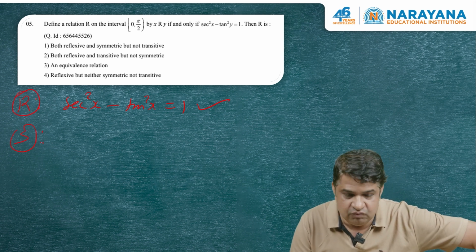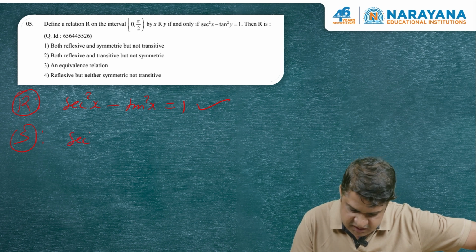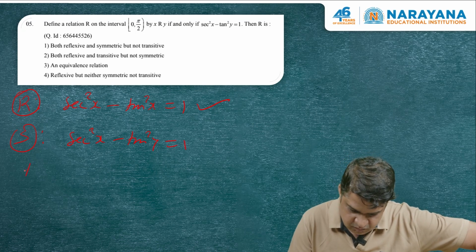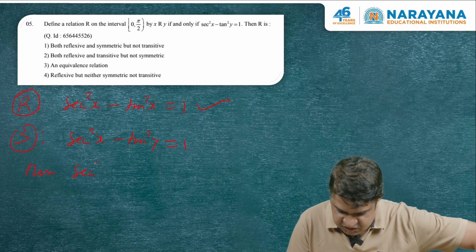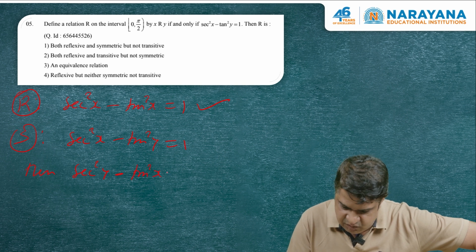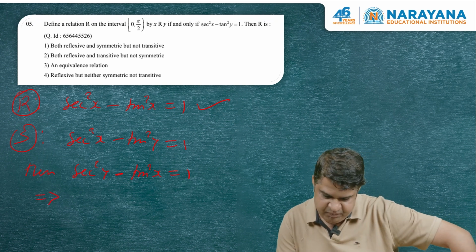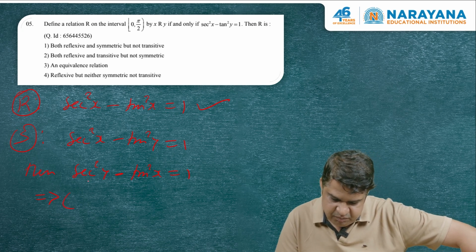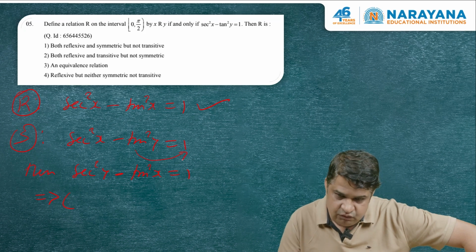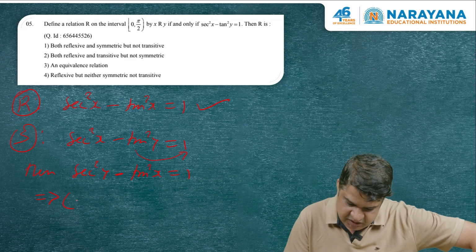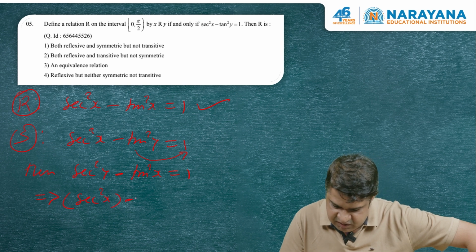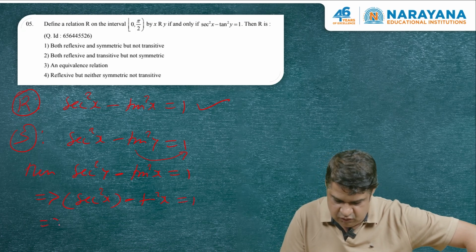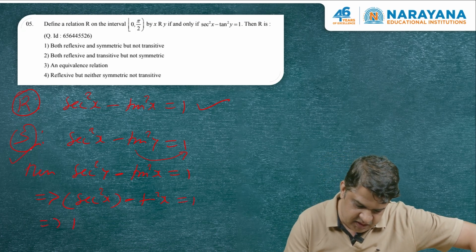Now, for symmetric, what is the condition? The condition is if sec square x minus tan square y is equal to 1, then sec square y minus tan square x is also supposed to be equal to 1. Now, what will we do here? Sec square y is basically 1 plus tan square y, and from here we know that 1 plus tan square y is equal to sec square x. So, we can write it as sec square x minus tan square x. Now, we have to prove that it is equal to 1, and obviously it is equal to 1. So, it is symmetric also.